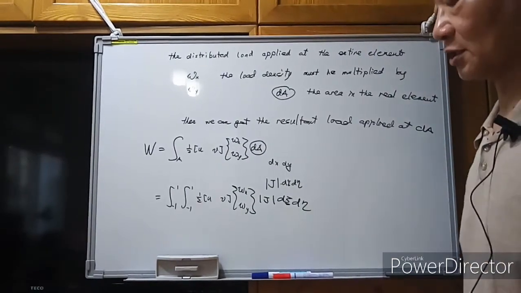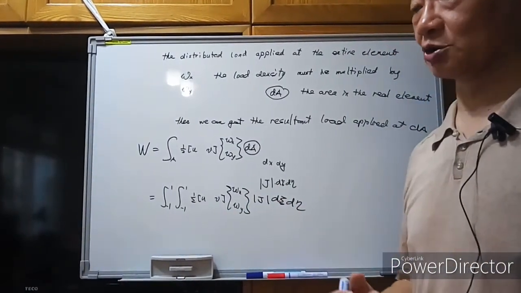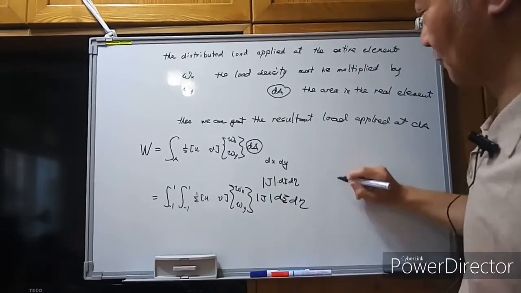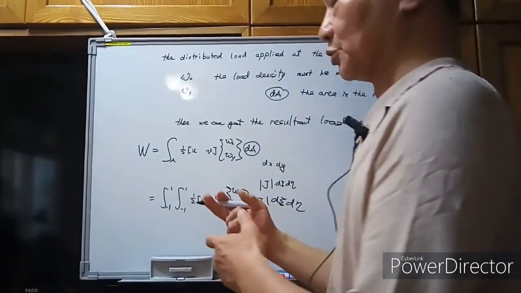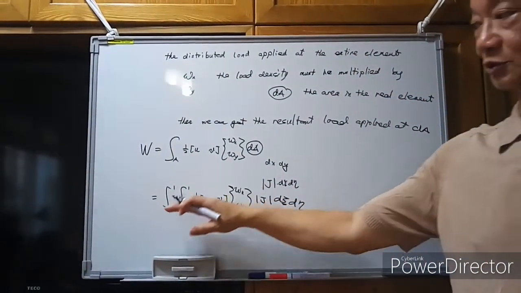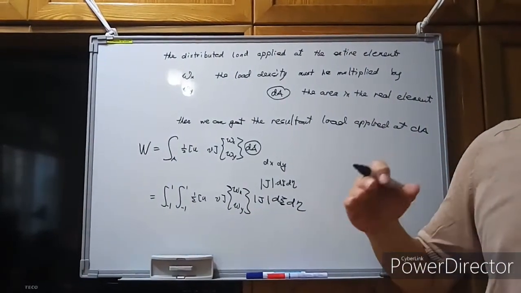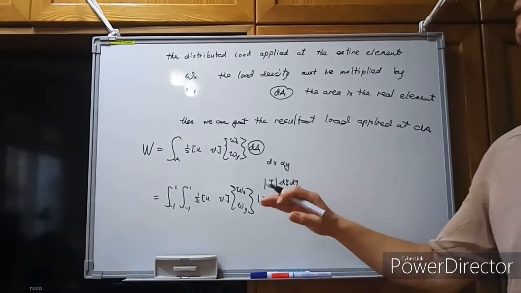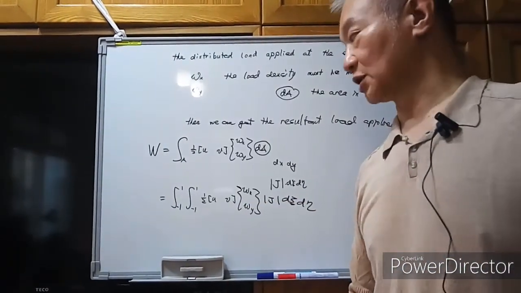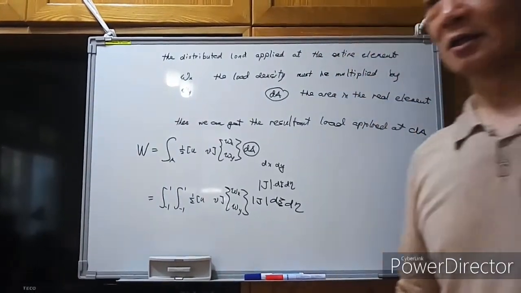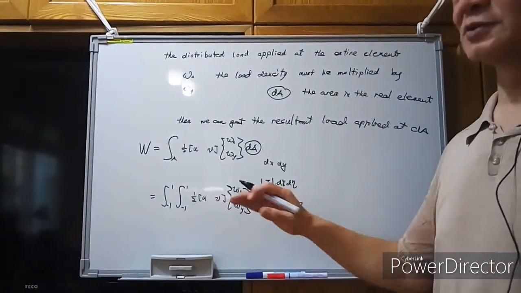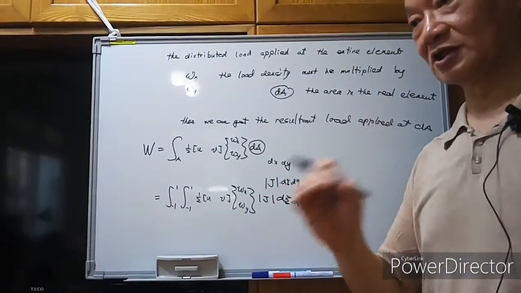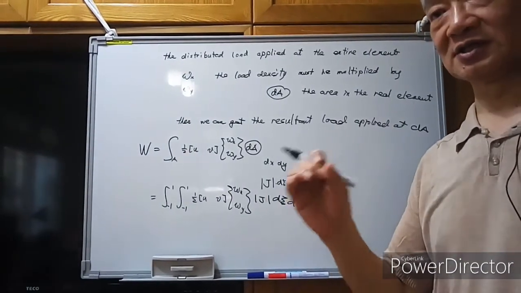We can still use the Gaussian quadrature, but you need to use, for example, the 2x2 rule to calculate the two-dimensional integrations, or you can use the 3x3 rule. If we use the 2x2 rule to calculate the results, then in total you get 4 integration points. For all these 4 integration points, we know the xi and the eta.